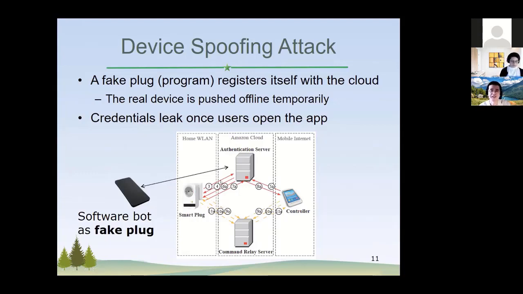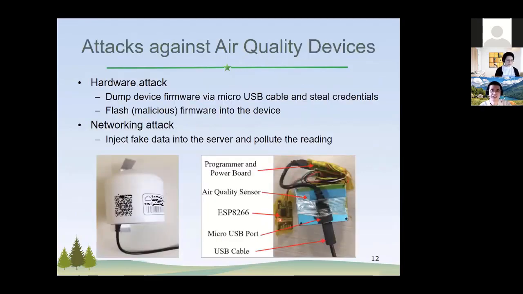We told Edimax you have problems. We fixed some of the problems. This is called responsible disclosure. So this is the attack against the Edimax smart plug. So here I show you another example of attack against the air quality device we just mentioned.